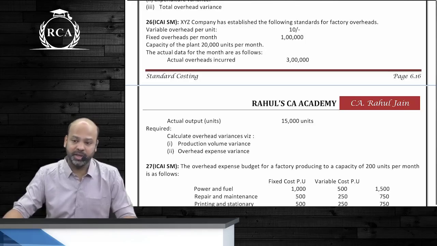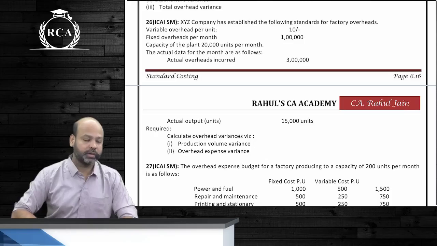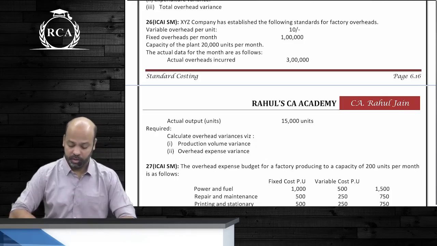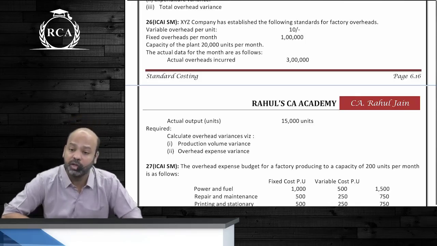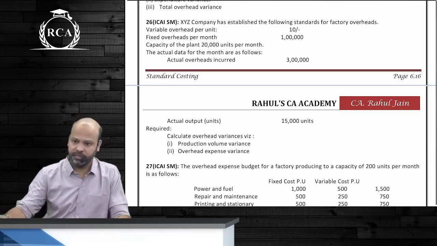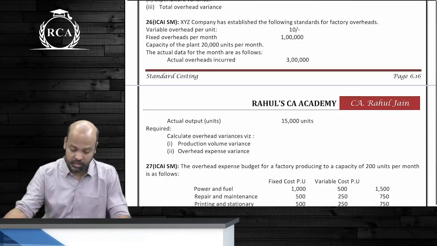Overhead expense variance. How do I compute fixed overhead expenditure variance? What's the formula, guys? Budgeted fixed overheads minus. I know budgeted fixed overheads are 1 lakh. How much is actual fixed overheads? 1 lakh 50,000. Whoever is assuming 1 lakh 50,000 as actual fixed overheads, you are assuming there is no variable overhead variance. 75. How 75,000?